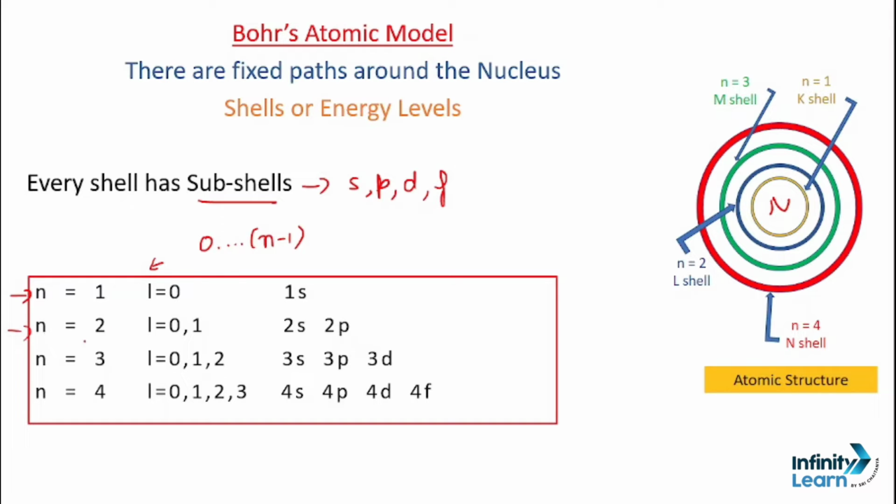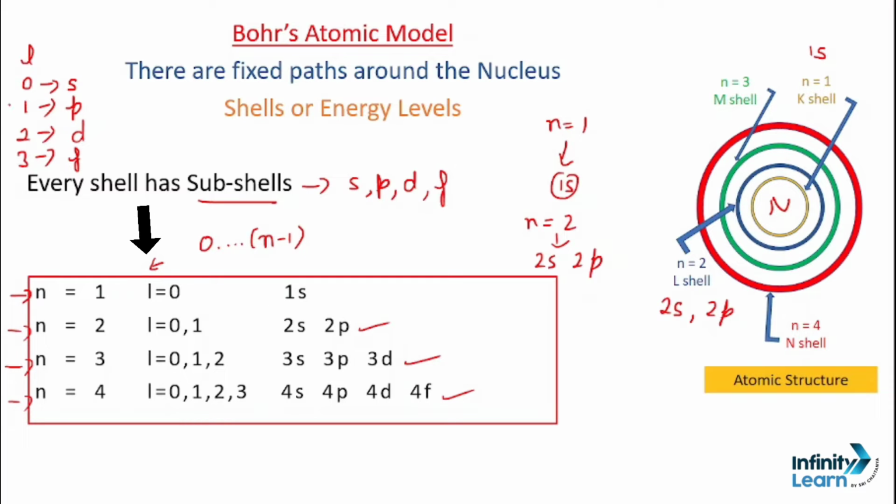And when we talk about our second shell, we get two subshells. In the third shell we get 3 subshells. In the fourth shell we get 4 subshells. So by this we can conclude that the number of subshells always depends upon the number of shells. With the help of this value of the angular momentum quantum number, you can write these subshells easily. And if you want to find the values of l, you can use the n-1 formula: when the value of n is 1, then the value of l will be 1 minus 1, which is 0. So the value of l here is 0.